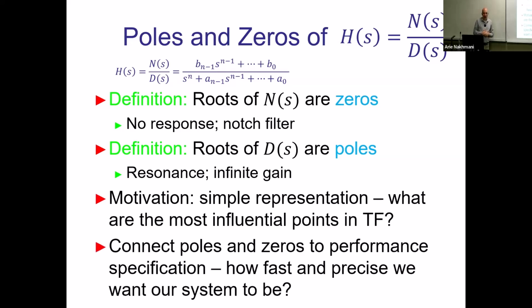Now, we also can connect location of the poles of the system to performance of the system. So it depends on where the poles of the systems are. They could be stable or unstable. They could be fast or slow. They could be with overshoot or without overshoot, with all kind of settling times.